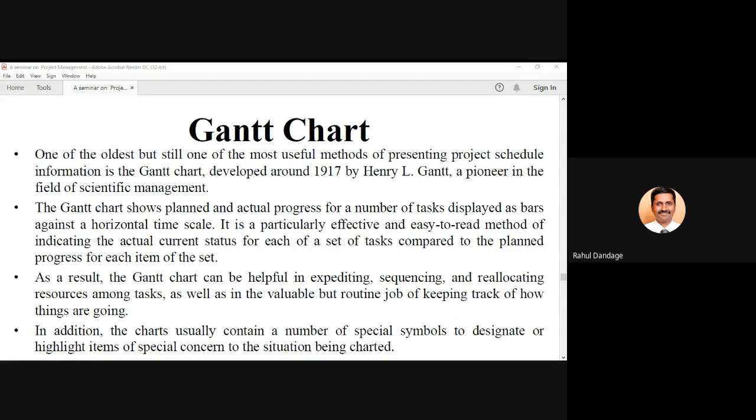So, the purpose or the application, the objective of having a Gantt chart is, basically what it is doing is, it is giving us the track of how your things are progressing, how your processes are progressing, how your activities in the project are going on. So that is the basic work.